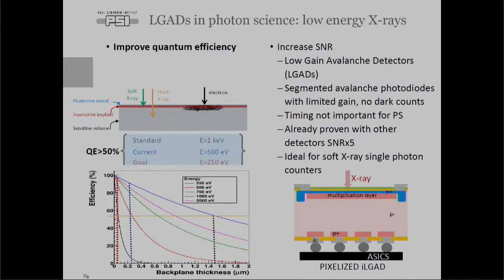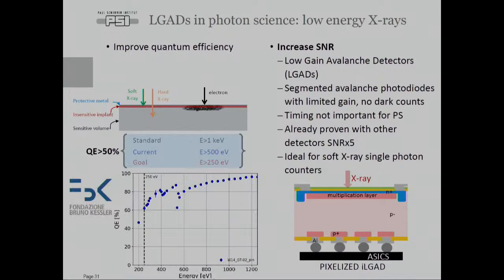We have a collaboration with FBK on this. We have produced really many different batches with different test structures. I am reporting a single result, the latest one, with one of the diodes. It is actually an inverted LGAD, not just a simple diode. We end up measuring 62% with 250 electron volts. So I have to say that we are definitely happy to be already there. Also quite surprised, positively surprised.